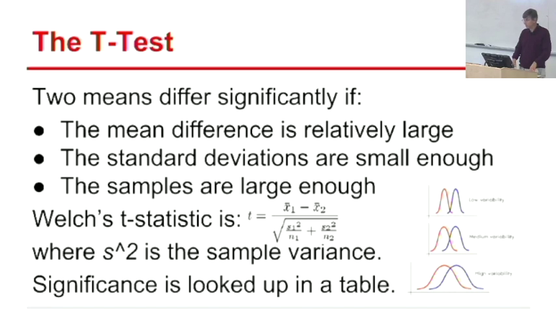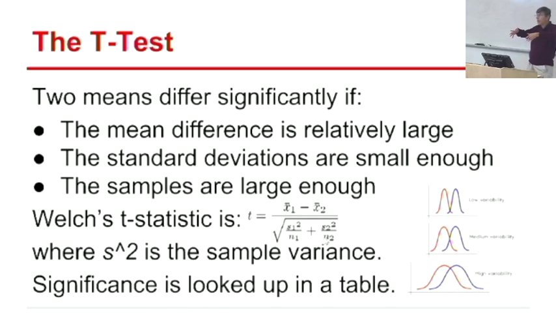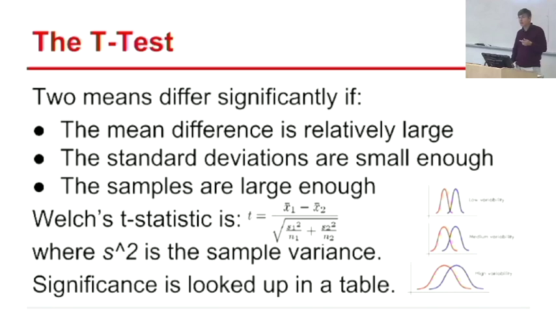Okay? Any questions? So the way a t-test works is that you compute this statistic. You take your two sets of samples, okay? You compute this statistic, and then you look up the value of t in a table. And that's going to give you a p-value, a probability in some sense, that this much of a difference in mean could have come about purely by sampling chance. Okay? Any questions about it?